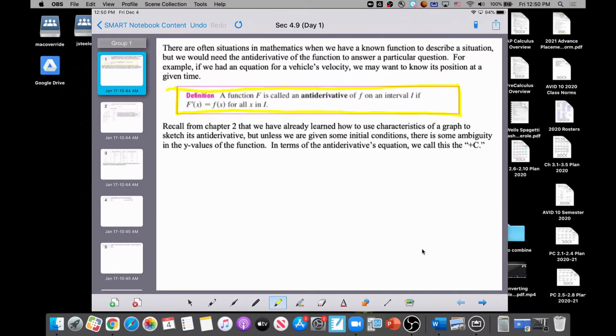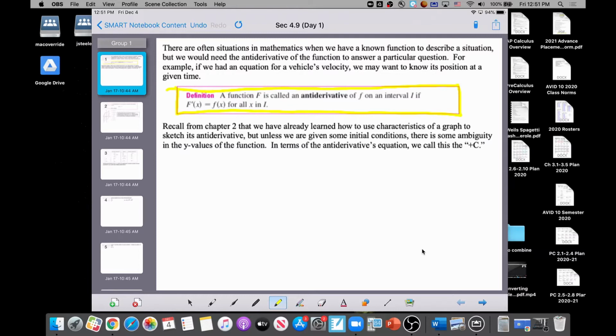And so again, recall from chapter 2 that we've already learned how to use the characteristics of a graph to sketch its derivative, but the problem is when we're going backwards, what we don't know is the constant term that we could possibly have, right? Because we know that when we take the derivative of a constant term, it goes to 0. So if we're going backwards, our antiderivative could possibly have a constant term that went to 0, and we don't know what it was. So that's why there's always some ambiguity when you're going backwards, from f prime to f, when we don't know exactly where our y values should be unless we have an initial condition that we're given.